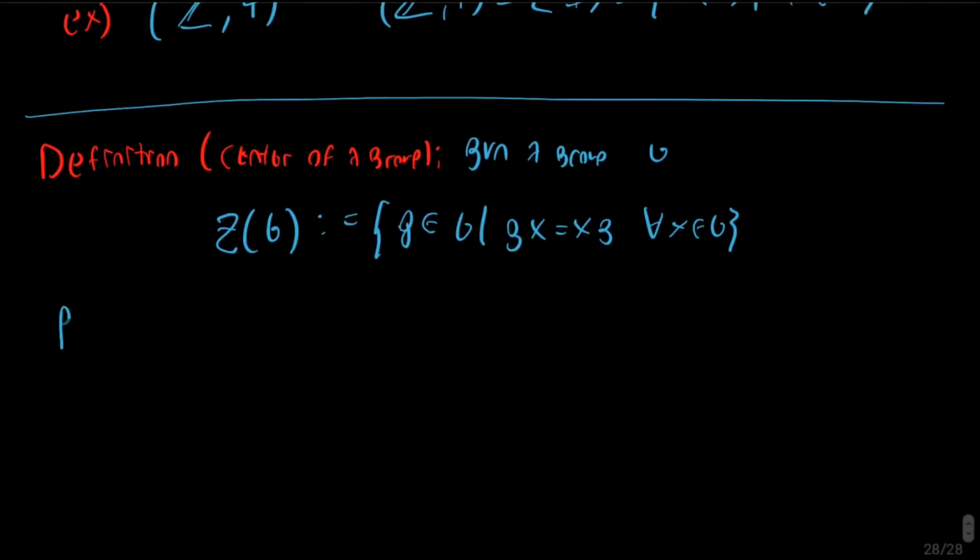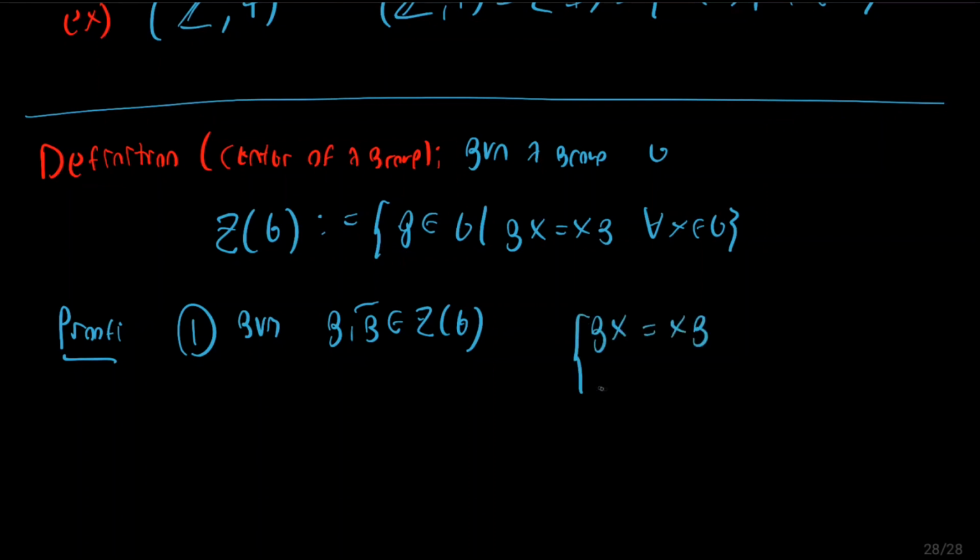In order to prove it, we again use one of the subgroup tests that we proved in the last video. For the first property we want to check, let's see if, given two elements g and g tilde in Z(G), the product still lies in the center. So it is closed. Since g and g tilde both are in the center, we know that g times x is equal to x times g, and also g tilde x is equal to x g tilde for all x in G.